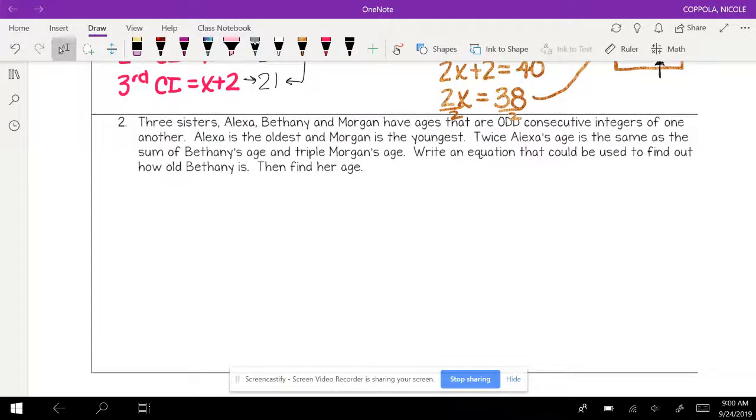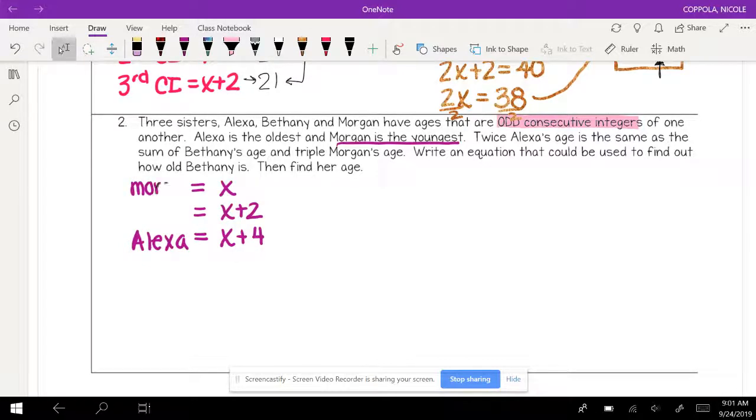Okay. 3 sisters, Alexa, Bethany, and Morgan, have ages that are odd consecutive integers. Okay. Odd consecutive integers. So my setup there is I know I'm going to start with x. For the odd setup, since there's 3 of them, I know I have to do x plus 2. And then my third one's going to be x plus 4. Alexa is the oldest. So I'm going to write that this is Alexa. And Morgan is the youngest. So this must be Morgan. So in the middle is Bethany.